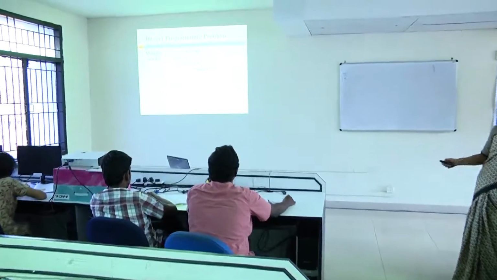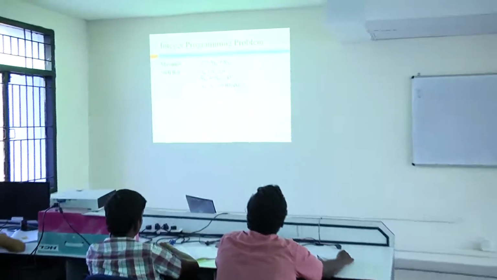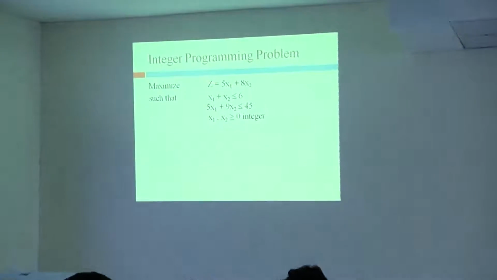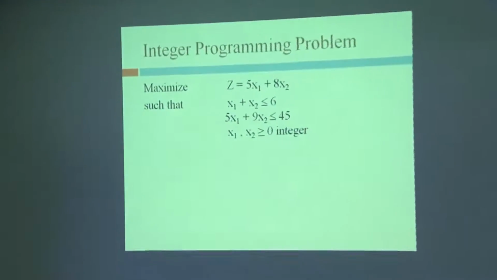So draw, very good. Draw a line x1 plus x2 is equal to 6. Draw a line 5x1 plus 9x2 less than or equal to 45.